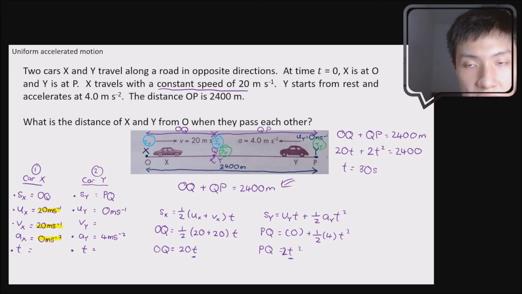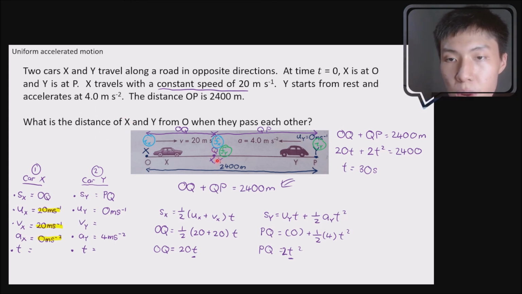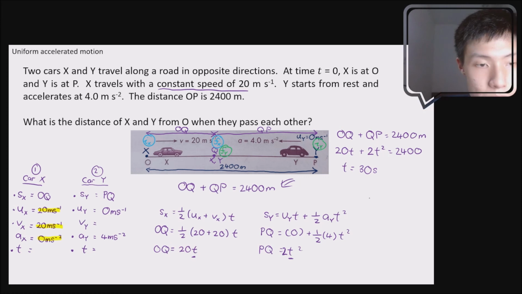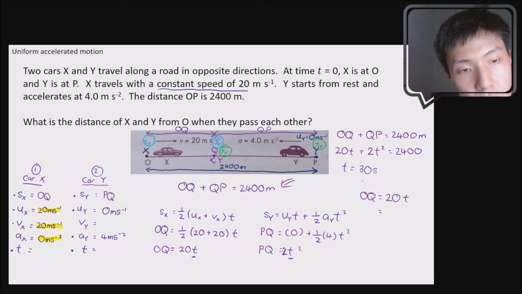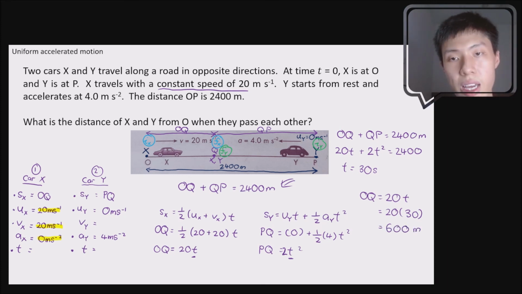Once you have got your T, it's not the end yet, because this is the time when they pass each other. But we are not interested in the time, we are interested in the distance of X and Y from O. So we have to find this distance OQ. We substitute into this OQ over here. OQ equals 20 times time, and since we know time is 30, we take 20 times 30. Then you get OQ to be 600 meter, and that is our answer. The distance of X and Y from O is 600 meter.